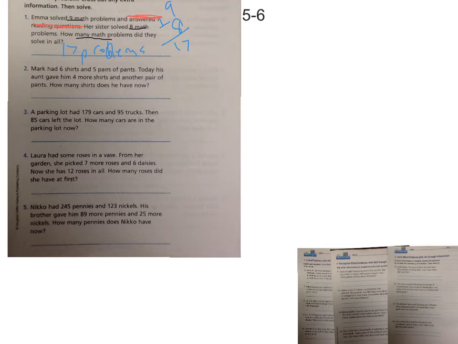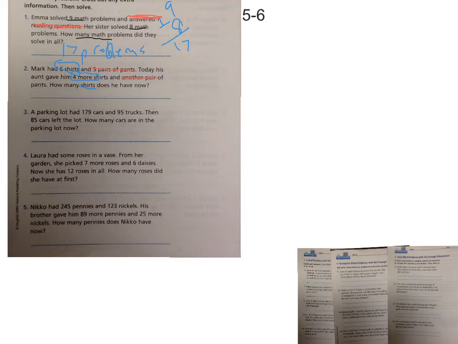Okay, number 2. Mark has 6 shirts and 5 pairs of pants. Today his aunt gave him 4 more shirts and another pair of pants. How many shirts does he have now? The best thing to do in these is to find out what they're looking for. What is the question they're asking? The very last sentence says, how many shirts does he have now? Well, let's cross out the unnecessary information. Really, we don't care how many pants he has, because that's not what we're asking. We don't care he started with 5 and got another pair, because we want to know how many shirts he has.